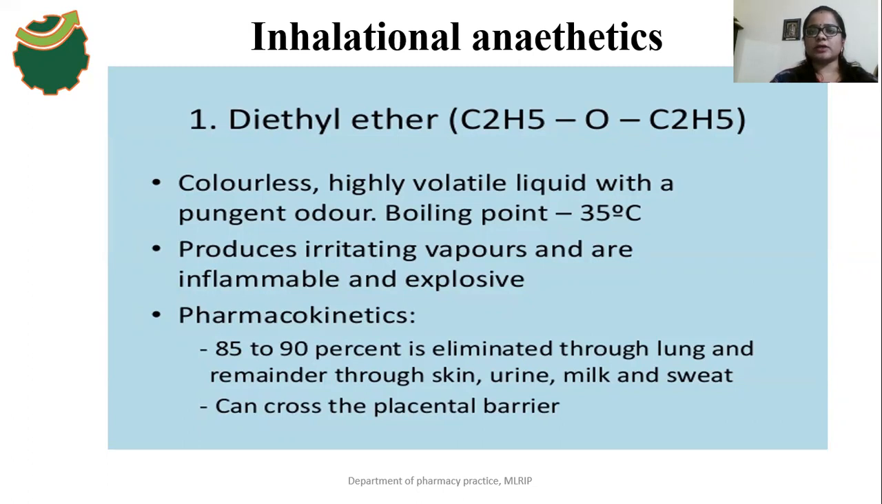So first, general anesthetics are divided into two types: inhalation anesthetics and intravenous anesthetics. An example of an inhalation anesthetic is diethyl ether. Diethyl ether is a colorless liquid, a highly volatile liquid with a pungent odor, and the boiling point is 35 degrees centigrade. It produces more irritating vapors.